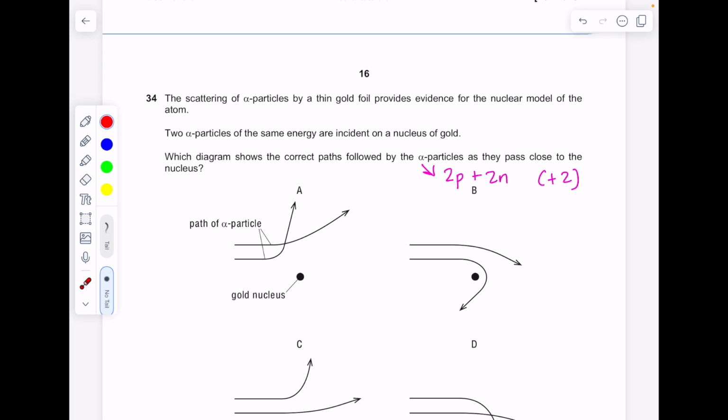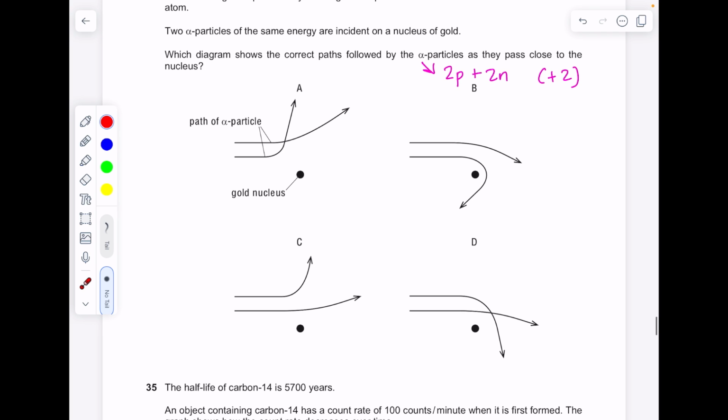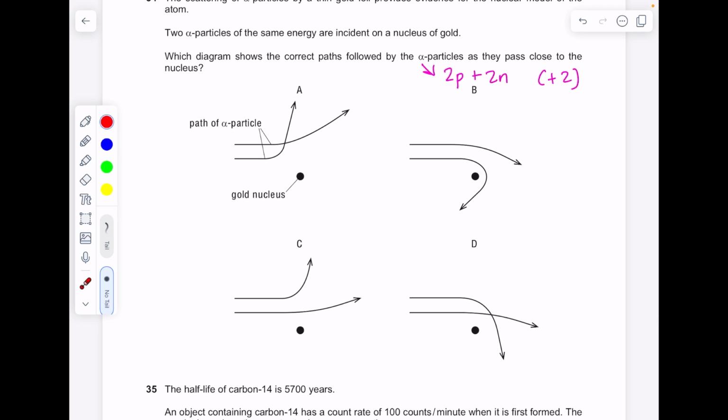These two positive charges will repel each other, and obviously the alpha particle which is closest to the nucleus will be repelled more strongly, which is why the answer is A as opposed to C.